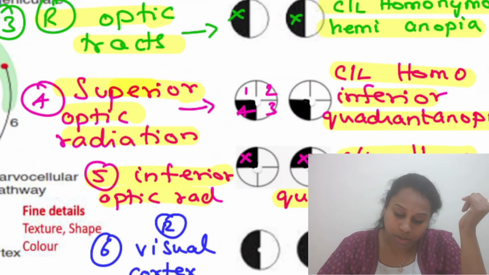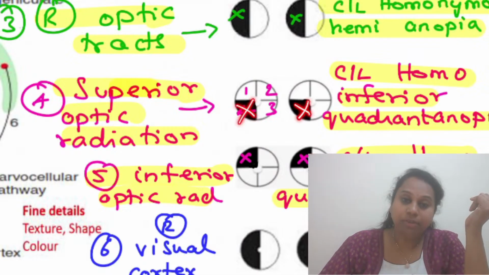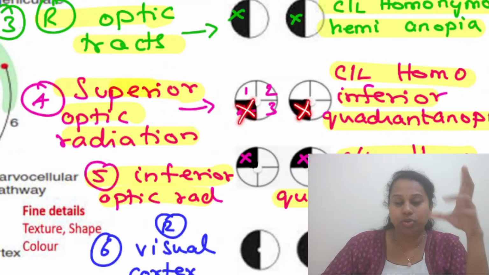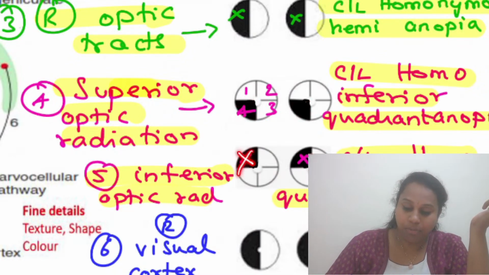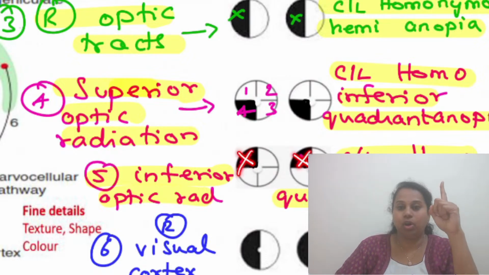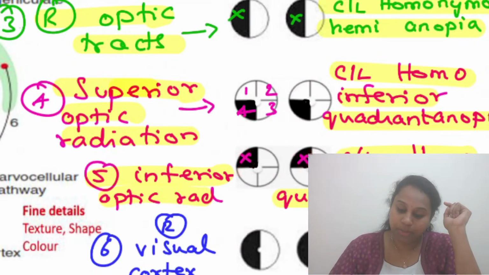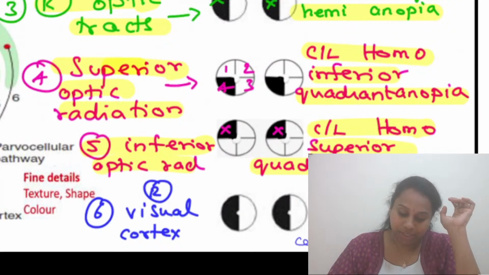And this inferior quadrant anopia is called pie on floor appearance. A pie-like portion on the floor is not seen. And the superior quadrant anopia is called pie in sky appearance. On the top field, you are not seeing a pie-like portion. So that's about the optic radiations.